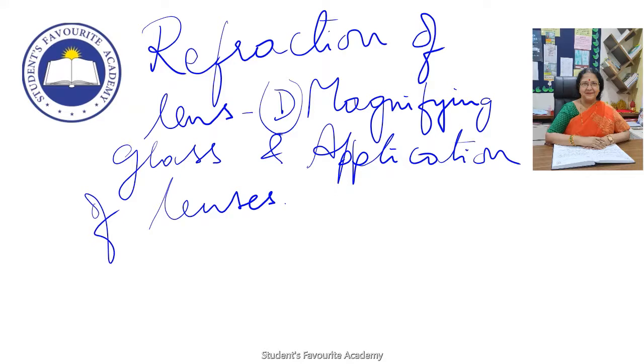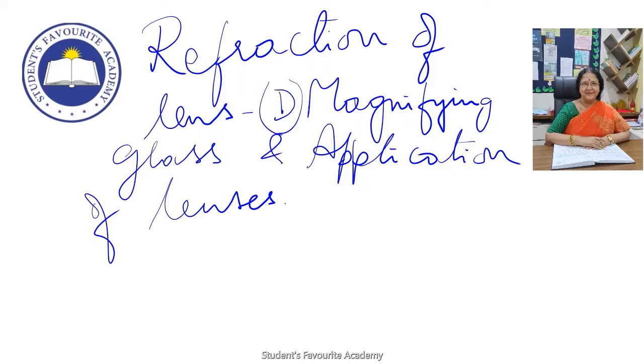Okay children, this is part B of your refraction of lens. This is the last part of the chapter, magnifying glass and application of lenses. Now magnifying glass is a common thing which we usually use. We use it to read newspapers and small print, and the simple microscope is another application which we use in the labs.